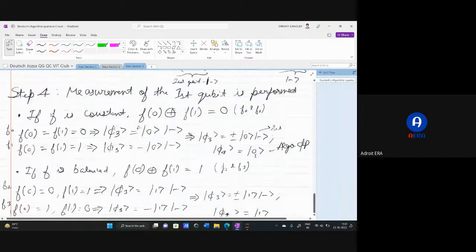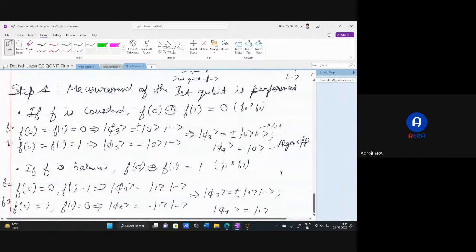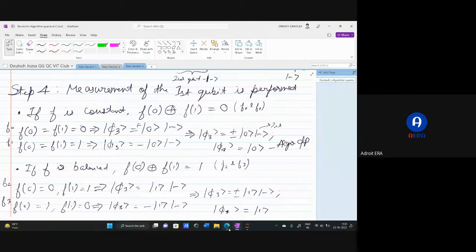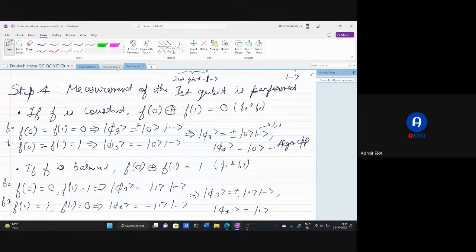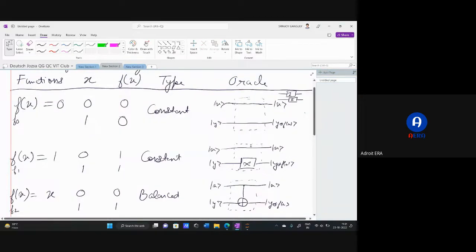We got 0 for the constant oracle, so that's very obvious, right? It should be. But we are verifying the oracles, remember. This is our first oracle, and we have verified it. Now we are going to verify the second oracle. What is the second oracle? Identity and X gate, right? So let us do that.